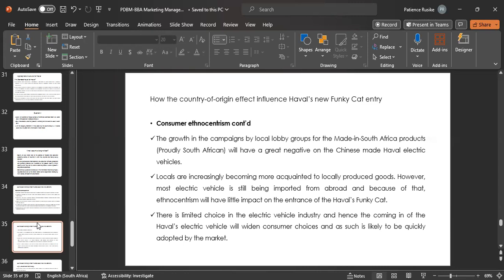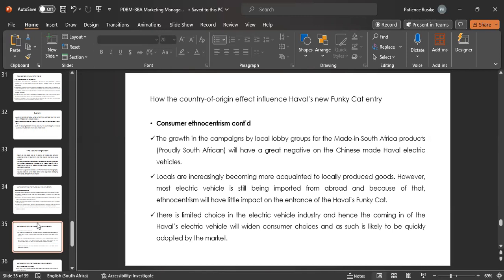Ethnocentrism sometimes works for certain products that you produce locally. But when you talk in this case of AVAO, we can argue that we don't have our own plant saying that we are producing electric vehicles. Maybe we can come up with a substitute, right?